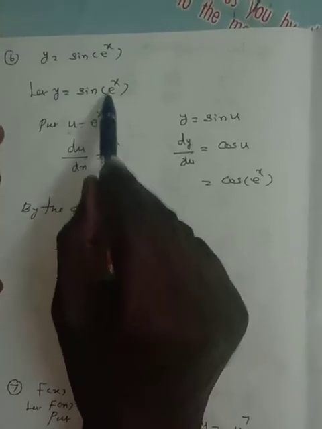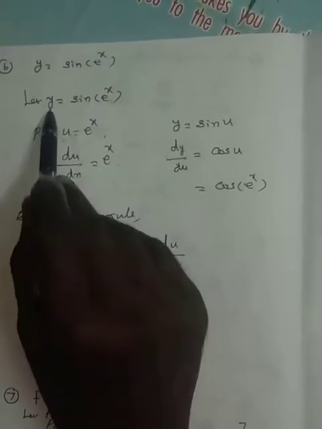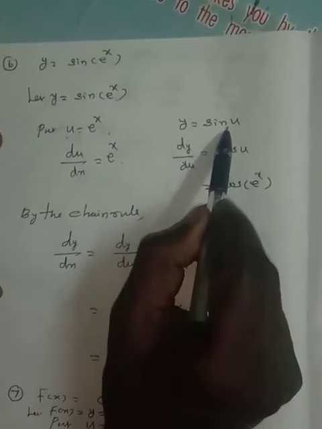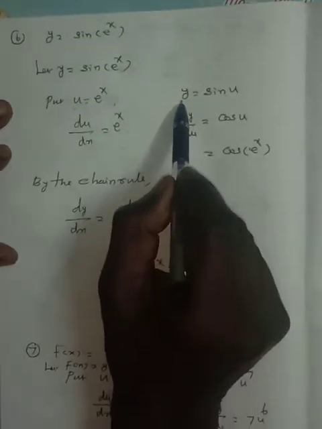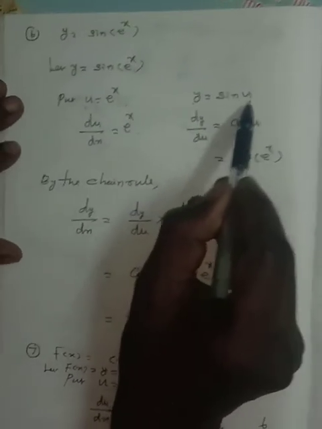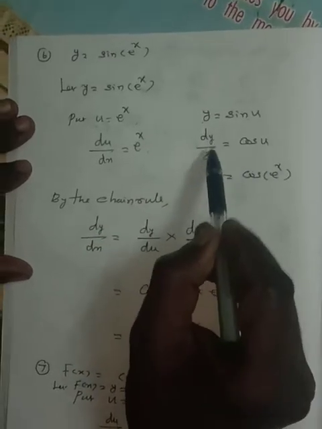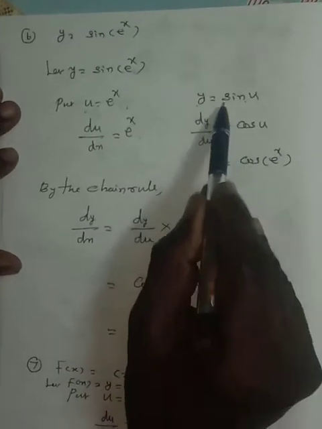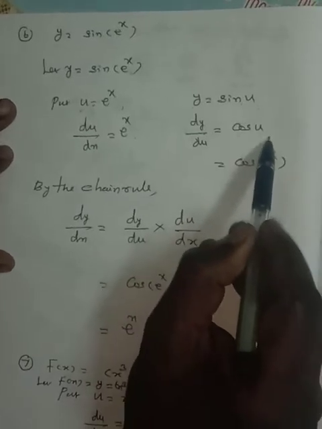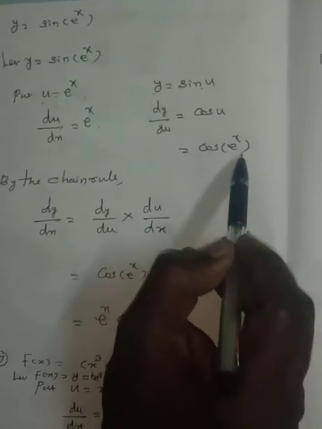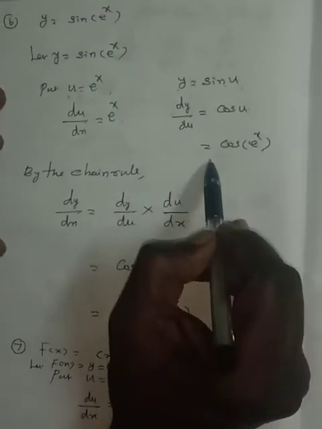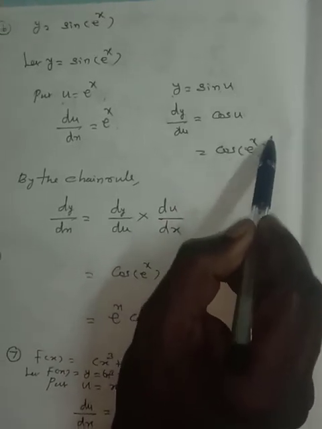Put e to the power of x is equal to u, then y becomes y is equal to sin u. Left hand side variable is y, right hand side variable is u. Differentiate y with respect to u: dy by du is the differentiation of sin u, which is cos u, but u is e to the power of x. Therefore, dy by du is cos of e to the power of x is answer.